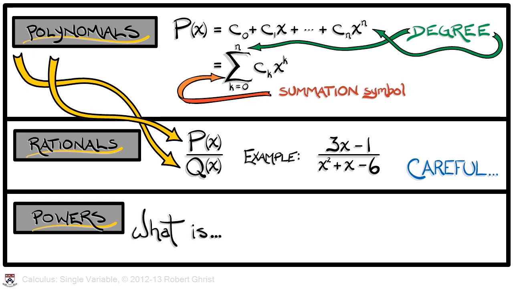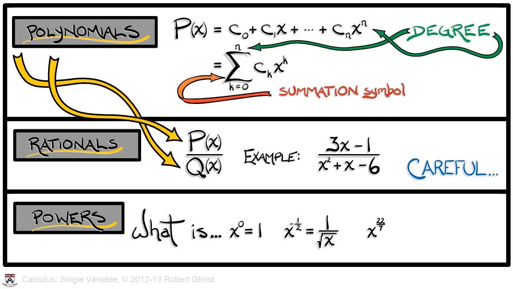Other powers besides integer powers are important and prevalent. I'm guessing that you all know what x to the 0 is. That is, of course, equal to 1. What is x to the minus 1/2? Recall that fractional powers connote roots, and negative powers mean that you take the reciprocal, so that x to the negative 1/2 is 1 over the square root of x.